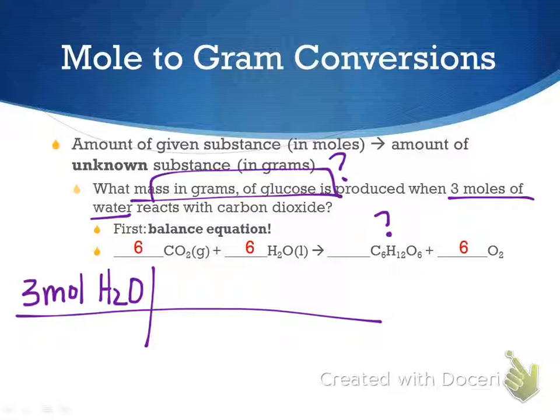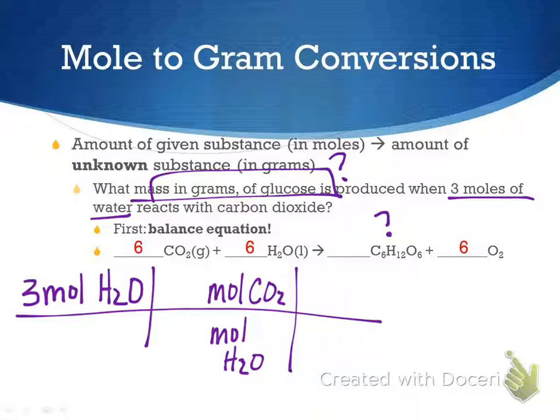My overall goal is to end up in grams of carbon dioxide. Can I go directly from moles of water to grams of carbon dioxide? No. What do I need to go to? Moles of carbon dioxide. Good. So I'm going to go moles of water to moles of CO2. And this is called what step? The mole ratio. Good. And so what are our coefficients here, top to bottom?